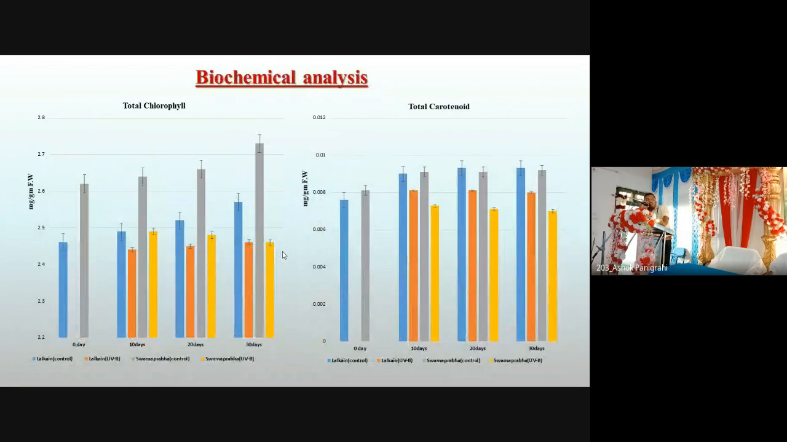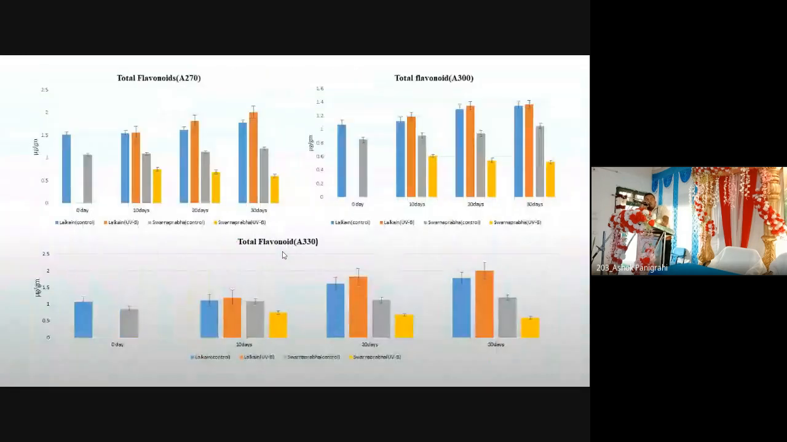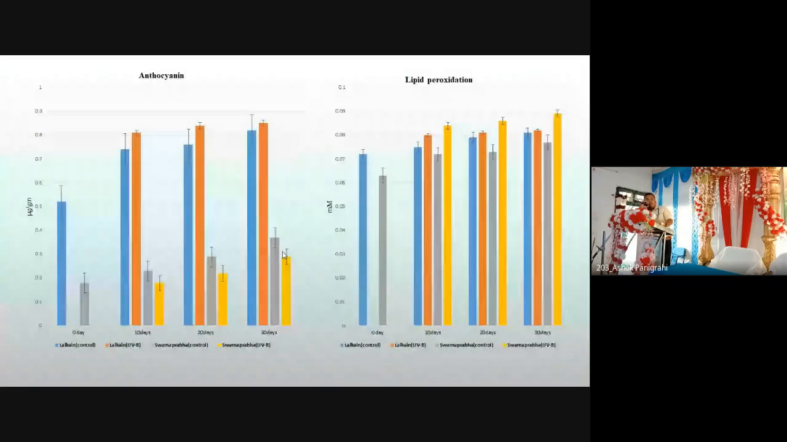The total chlorophyll and carotenoid content clearly indicate that after the UVB treatment, there is a very high decline in the case of Swarnaprabha than that of the Lal Koi variety. Flavonoid content at all three wavelengths, that is 270, 300 and 330, clearly indicates that UVB resistance activity was found in the Lal Koi variety, and a similar result was obtained for anthocyanin, which increased after the UVB treatment in Lal Koi, whereas in Swarnaprabha it gradually declined. The lipid peroxidation content was very high in Swarnaprabha than that of the Lal Koi variety, which indicated its reactive oxygen species generation.